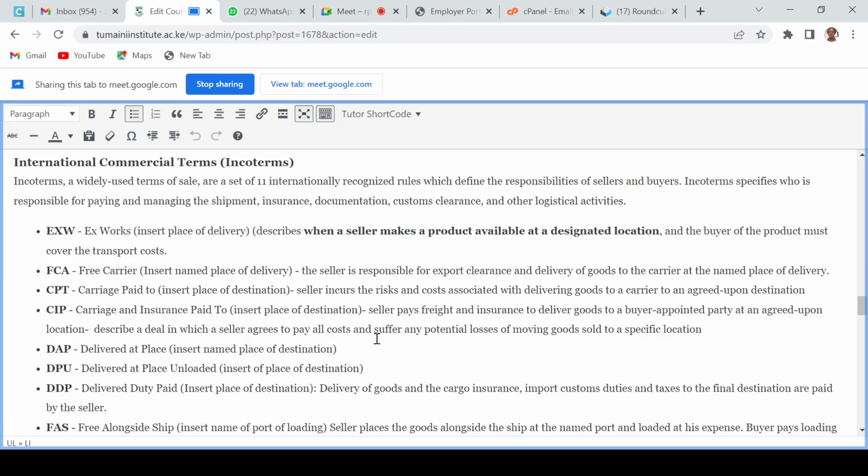So if they are going by ship, or if the goods are going through JKIA, it is my responsibility as Zipporah to have all the export documentation done, and then I deliver the goods to Kenya Airways to have those goods delivered to the customer. So with free carrier, it means I am taking the goods, paying for the goods and the transportation of those goods until I hand the goods to the carrier. So that is what we are saying, free carrier.